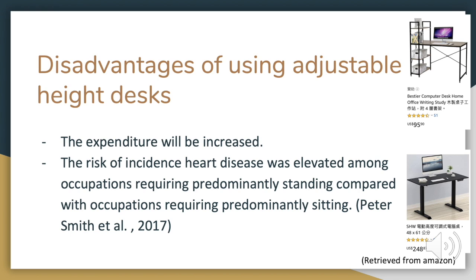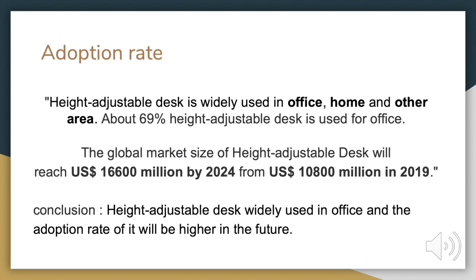Firstly, purchasing adjustable height desks will increase the expenditure because it is more expensive compared with general desks. Second, the risk of incident heart disease was elevated among occupations requiring predominantly standing compared with occupations requiring predominantly sitting. Although height-adjustable desks have their disadvantages, they still have a high adoption rate in offices.